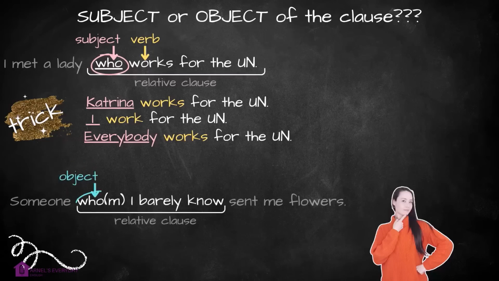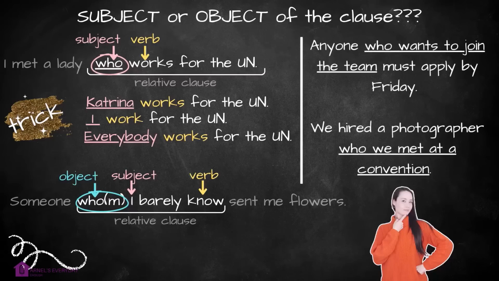You know your relative pronoun is the object of your clause when it is immediately followed by a subject and verb. I mean, you can't have a double subject. Subject, subject? Nope. Here are two sentences. Tell me if the relative pronoun is the subject or object. Pause the lesson.